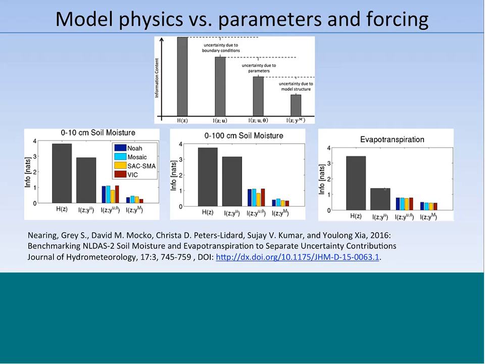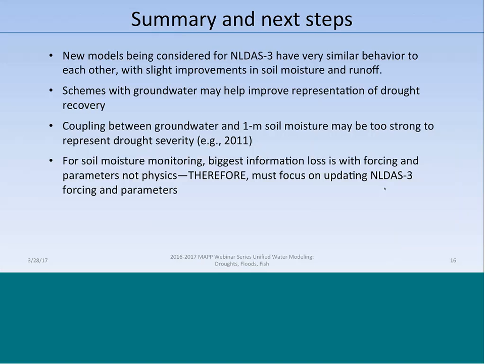My time is up, so I need to conclude, but I wanted to summarize that we're considering new models for NLDAS 3, and they tend to have pretty similar behavior with each other. As I showed in those bar charts, there are slight improvements in soil moisture and runoff, but overall they're pretty similar to each other. One of the key findings is that schemes with groundwater may help improve our representation of drought recovery in particular, but we need to watch out for the coupling between the groundwater and the soil moisture because it may be too strong in certain cases.